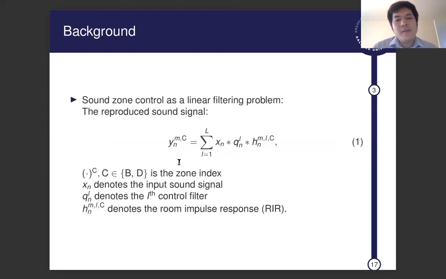As you can see from the previous plot, the sound zone control is in fact a filter design problem. The reproduced sound signal can be written as a linear convolution between the input signal x(n), the control filter q(n), and the room impulse response h(n). And our target is to design this q(n) to have a bright zone and dark zone. The L is the loudspeaker number.